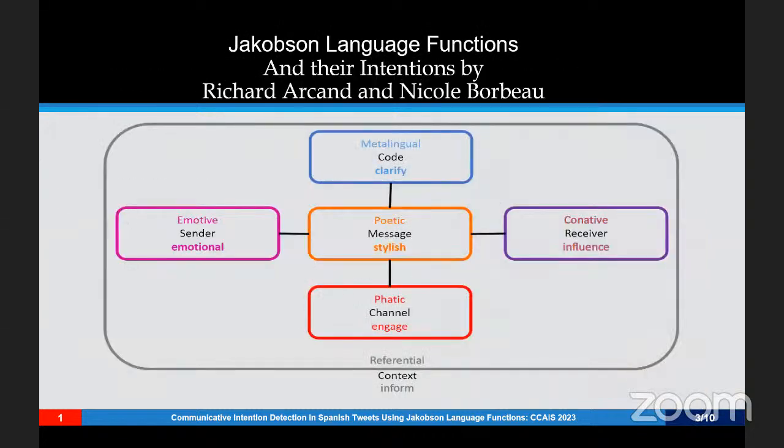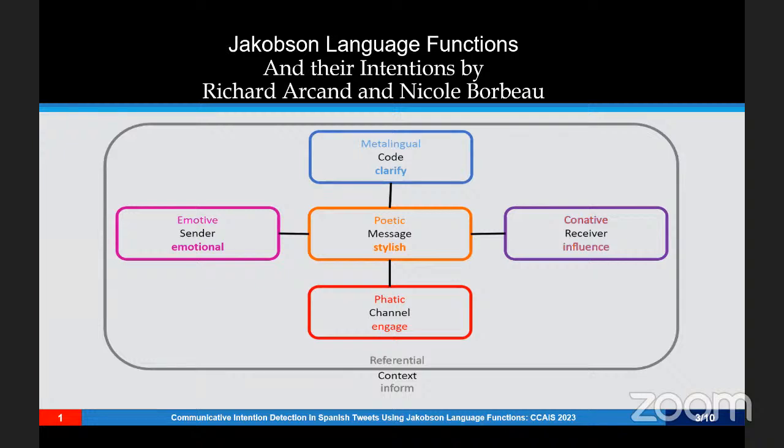Okay, based on this idea and considering Jakobson's language functions shown in this slide, which are as follows: the referential function, focused on the context or referent. Its intention is to inform. On the other hand, the emotive function focuses on the sender and their personal expression. Its intention is to express emotions. Then the conative function, oriented towards the receiver. Its intention is to influence.